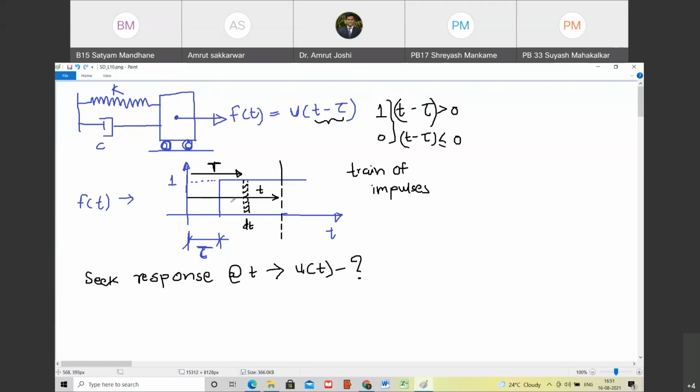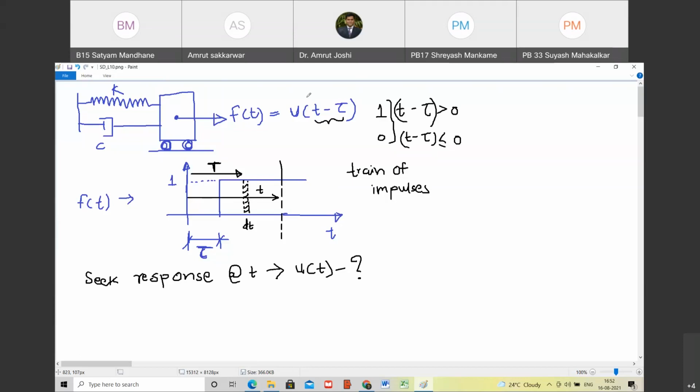We have already discussed this in the previous class. If t minus tau has to be equal to 0, that means t has to be equal to tau. So at t equal to tau, this function changes from 0 to 1. On the left hand side of tau it is 0, but just on the right hand side of tau it assumes the value of 1. This is how the function u of t minus tau, or in other words the Heaviside step function, looks.